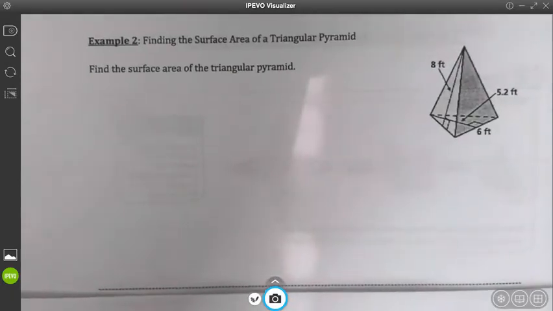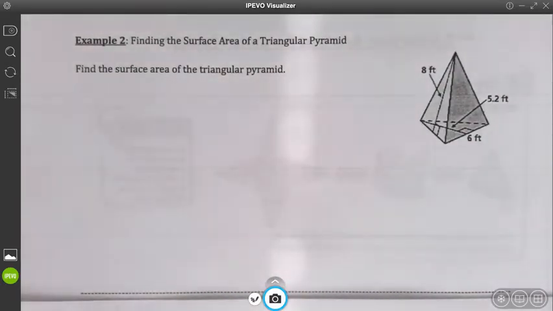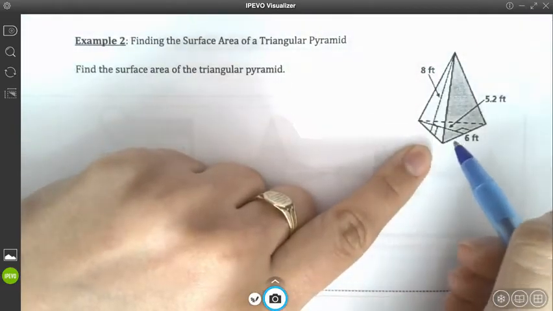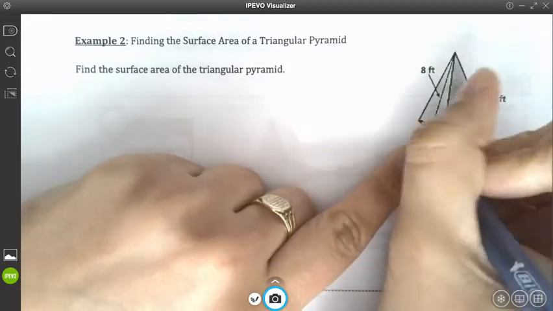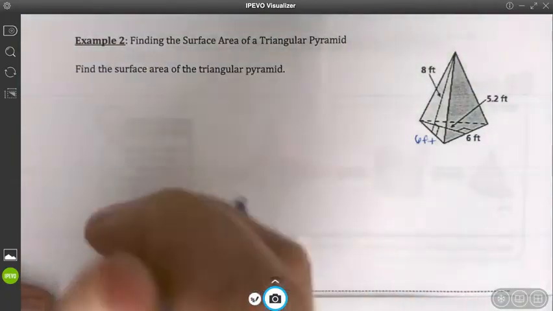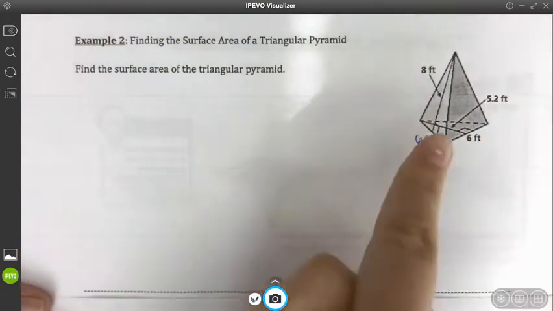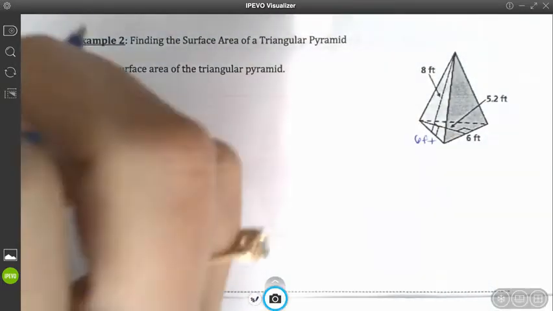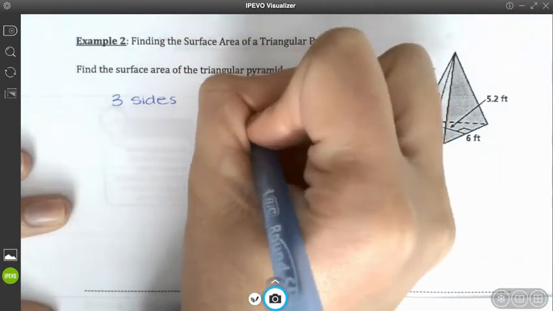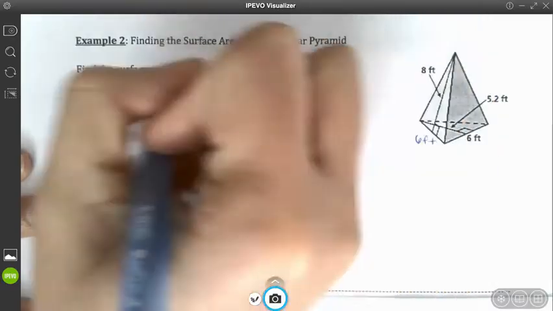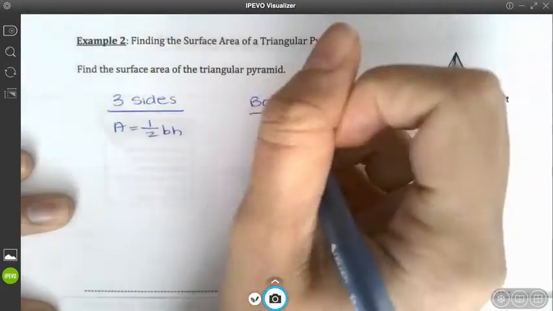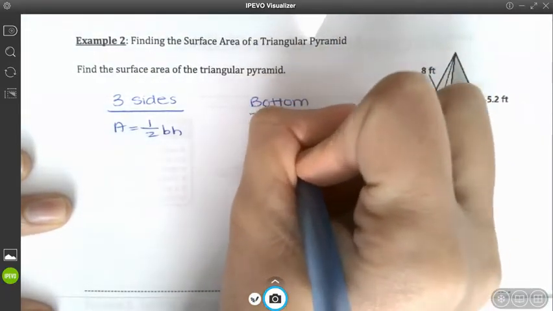Okay, example 2, finding the surface area of a triangular pyramid, which means the triangle is the base, and this is going to be equilateral like we talked about before, which means all of the sides of this base triangle are going to be 6 feet. So I'm just going to put that there as well just to help us. So I have 4 faces here, 3 lateral faces and 1 bottom. And everything is a triangle, so I'm going to use my triangle formula for both the sides and the base.